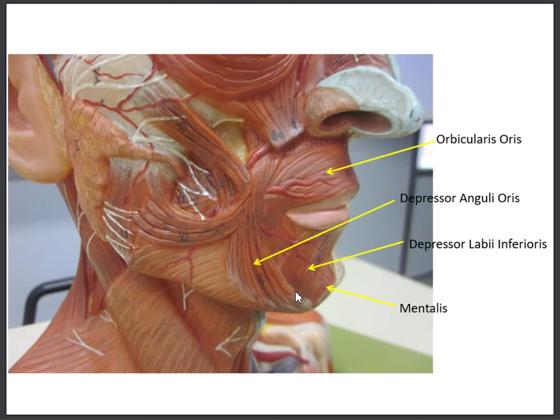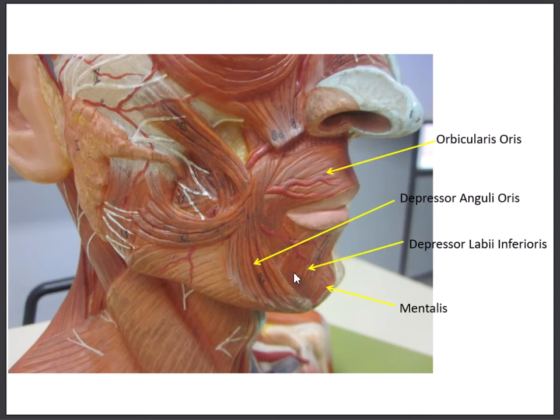The Depressor Anguli Oris, if you look, it's this triangular muscle here. It almost looks like a triangle. It goes right to the corner of the mouth. So it's going to depress the angle of the mouth, as in grief, frowning, that type of thing, right? So again, if you read the name or you know the name, nothing to memorize. It depresses the corner of the mouth, which would be grief or frowning.